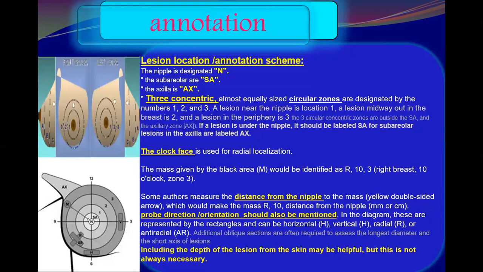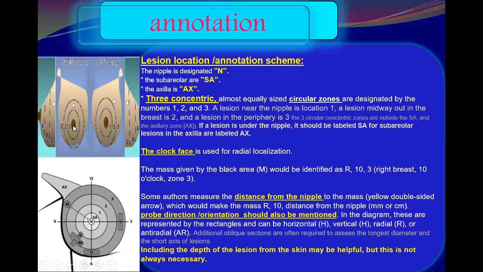Regarding the locations, here the N is the nipple. Usually, they abbreviate it as N for the nipple, the subareolar region as SA, and the axilla as AX. We have 3 concentric rings representing zones: zone 1, zone 2, and zone 3.